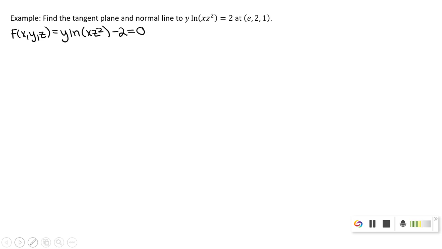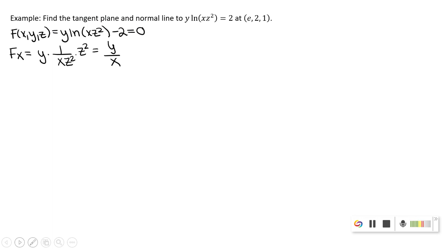Again, I'm just in the habit of always setting it equal to 0 because if the other side of the equation were not a constant, you would definitely have to move it over to the other side. Regardless, here's my function of 3 variables, y natural log xz squared minus 2. And so I'm going to have to go ahead and find my partial derivatives with respect to x, y, and z. So I started by finding my derivative with respect to x.